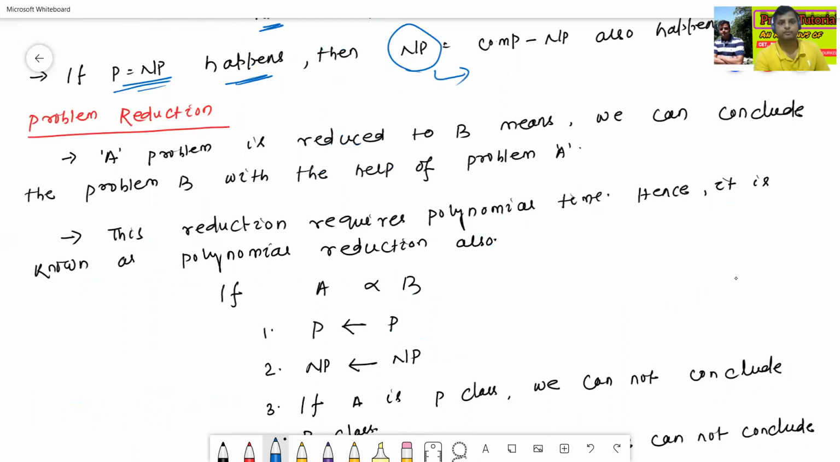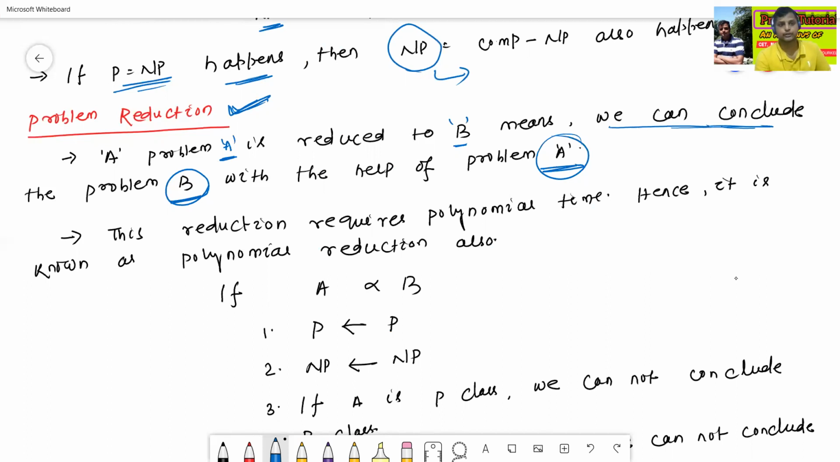See the problem reduction. We have already discussed problem reduction in the previous classes; again we'll discuss it here. What is the meaning of problem reduction? Say problem A is reduced to problem B. That means we can conclude problem B with the help of problem A.